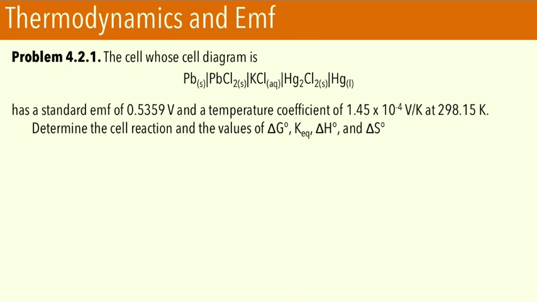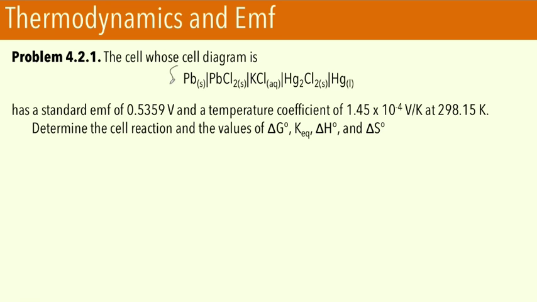So we're given this electrochemical cell with this corresponding cell diagram, and we're also given the standard EMF of this cell, which is determined to be 0.5359 volts. We're also given the corresponding temperature coefficient at 298.15 Kelvin. So we want to determine first the cell reaction and then the values of delta G naught, K eq, delta H naught, and delta S naught. First things first, it's useful to determine the cell reaction.